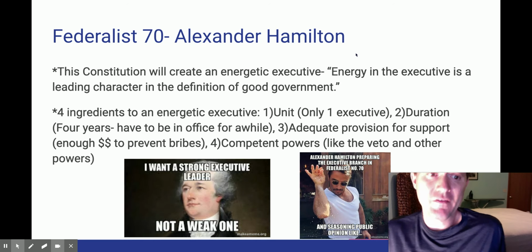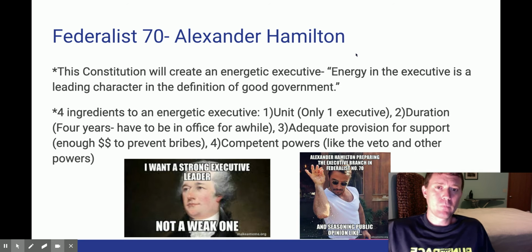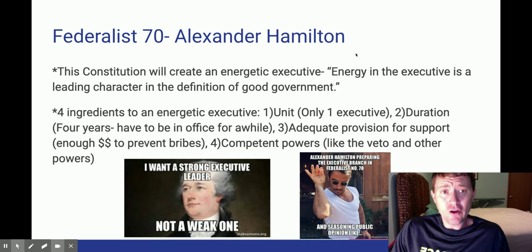So in Federalist 70, Hamilton argues that we have to have a president that is energetic. Energy is an essential ingredient, a leading ingredient in good government. So Hamilton's going to argue that we have to have an energetic executive. And he's arguing that that's a good thing. That's important. You have to have a leader that has energy in order to have a strong country.